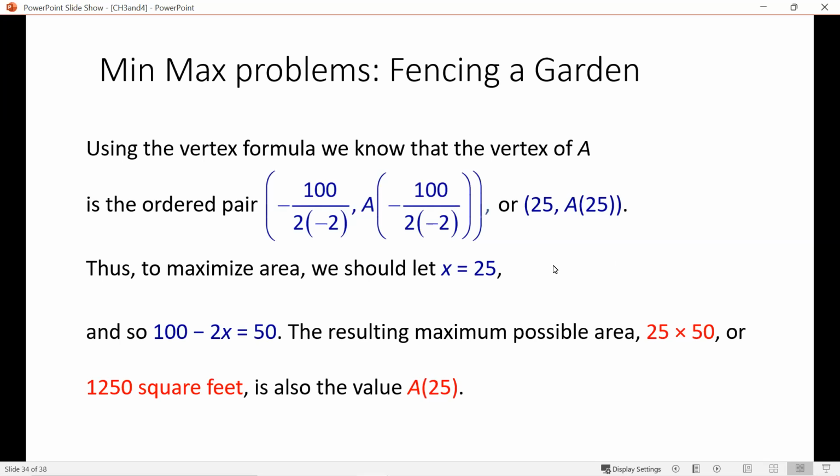Using the formula for the vertex that we just calculated, we can see that our vertex is at x equals 25, and our maximum area is just going to be our function evaluated at 25. So if we want to maximize the area, we're going to let the two sides attached to the barn be 25 feet, and the other side is going to be 50 feet. The resulting maximum possible area is going to be 1,250 square feet, which also happens to be the value of our area function evaluated at 25.